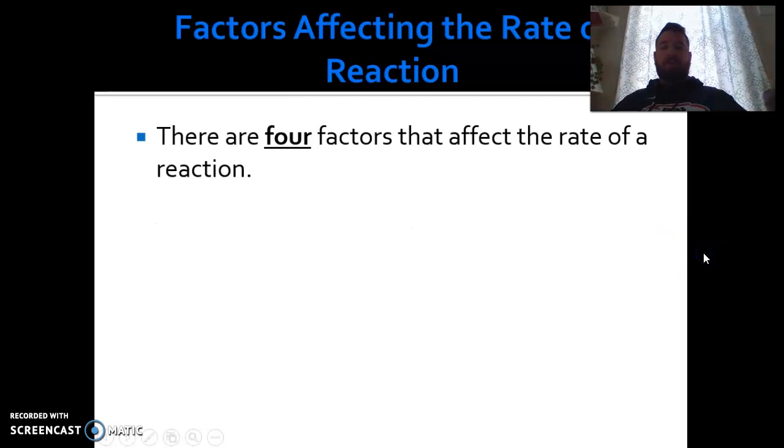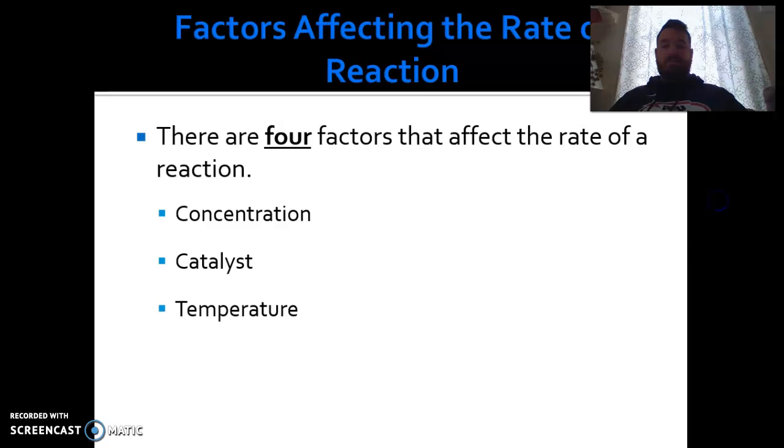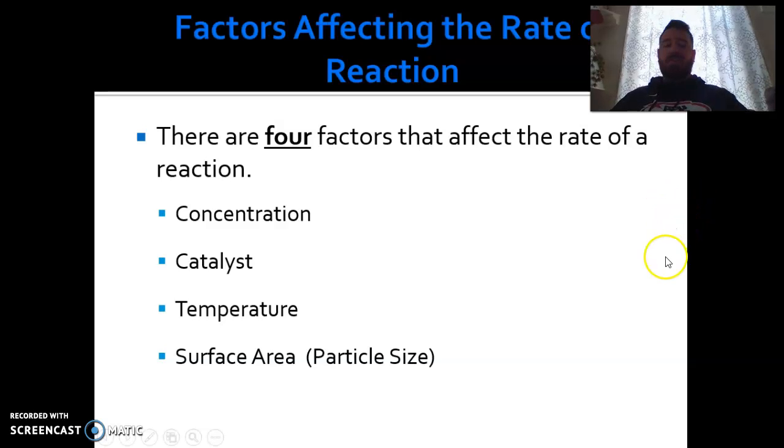We have four factors that will affect the rate of the reaction. They are the concentration, and that's just telling us how strong or diluted our solution or chemicals are going to be. Right? The use of a catalyst, a change in temperature, and the amount of surface area. These are the four factors that can affect the rate of a reaction. You might want to star those.